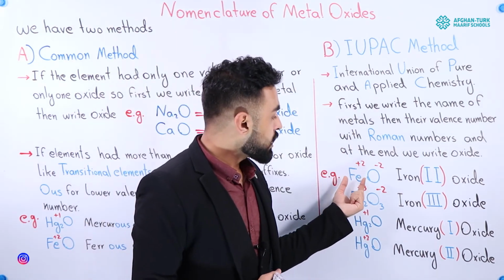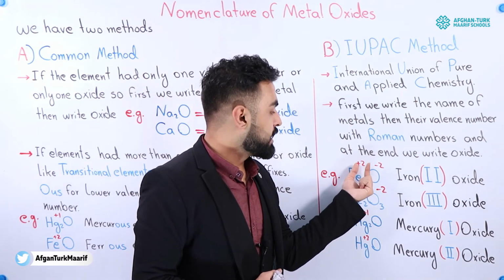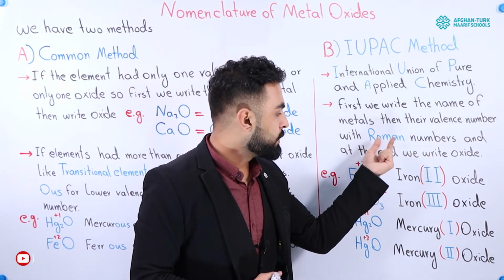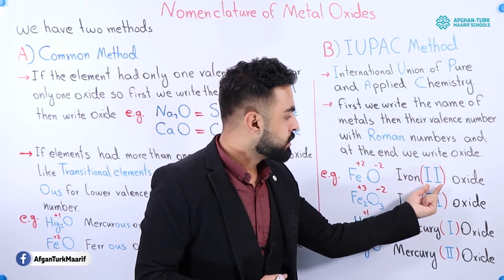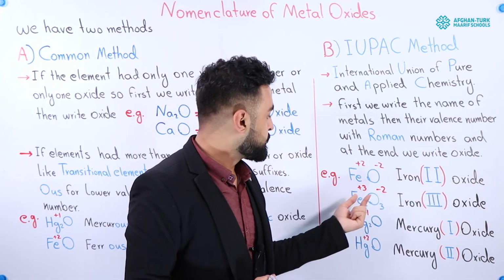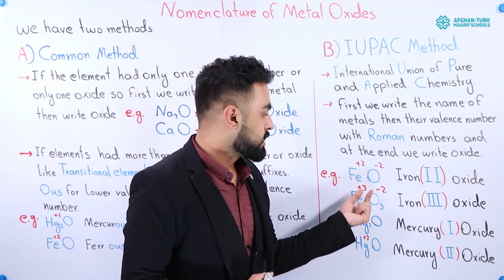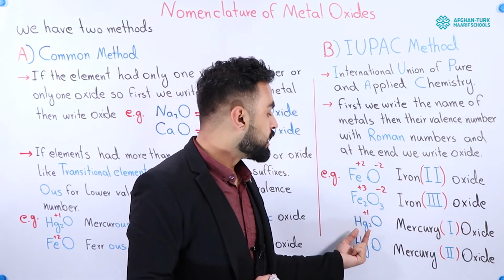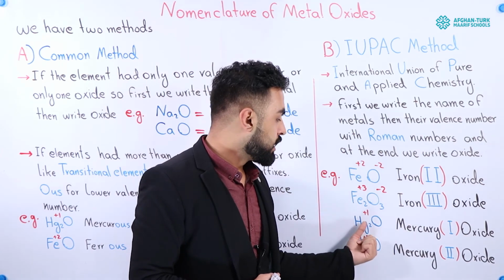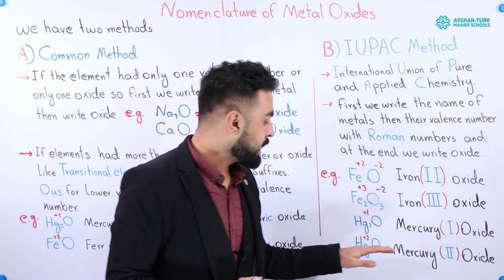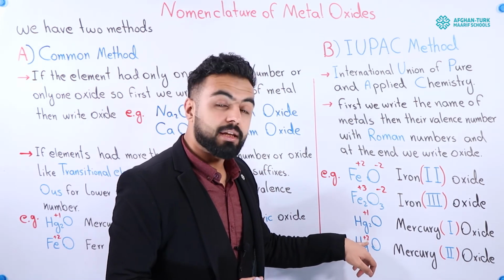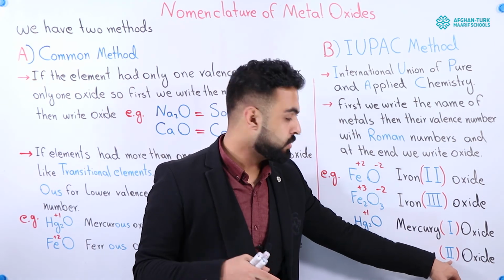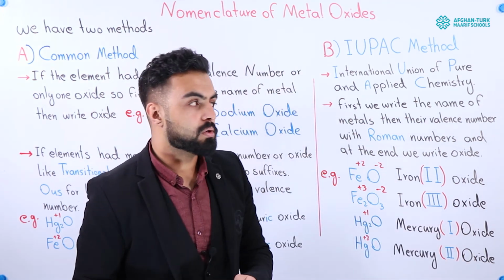For example, the same compounds. Here, iron, what is the valence? It is positive 2. So we write iron, then in Roman numerals write the valence number 2, and at the end, write oxide. Iron, valence is positive 3, so we write 3, and at the end, write oxide. Mercury, write 1, and at the end, oxide. Mercury again, but this time the charge is positive 2. So for mercury, instead of positive 2, we write 2. And at the end, we write oxide.